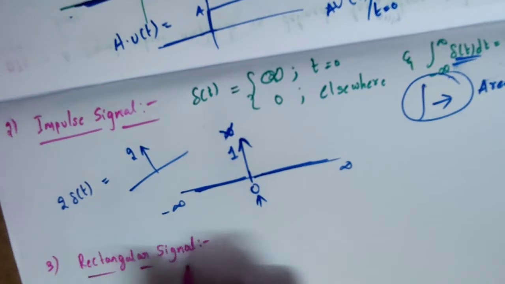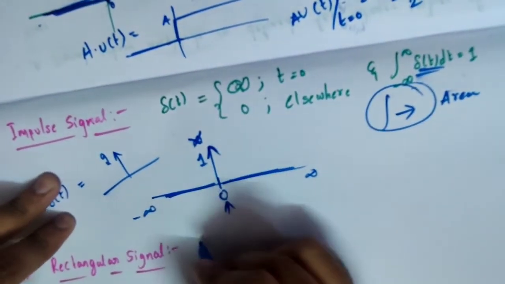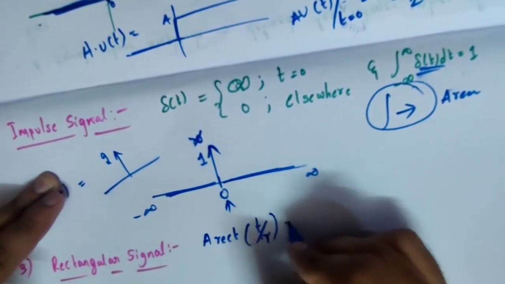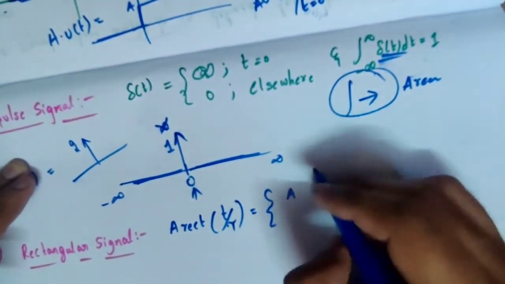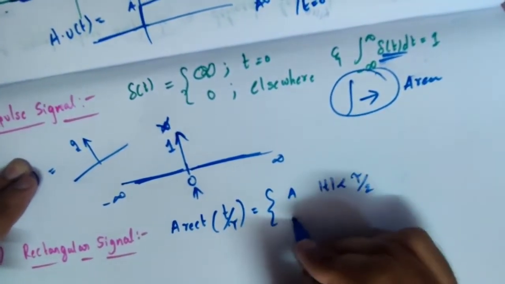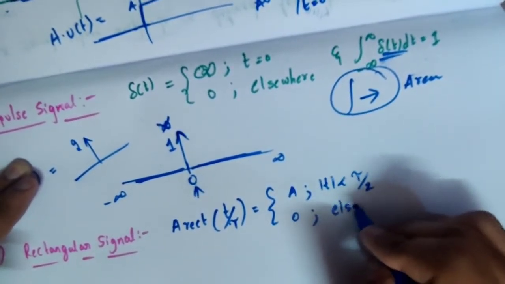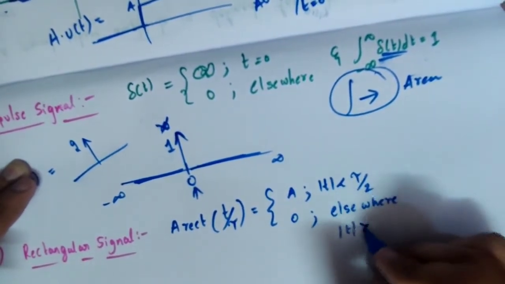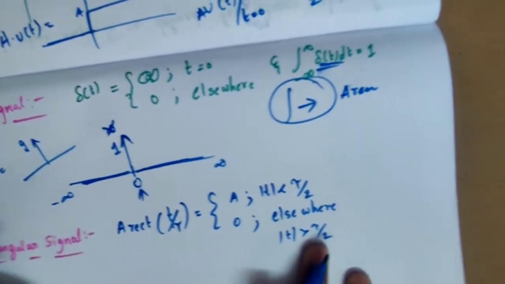Rectangular signal. Okay, now let us come to the definition. So how would it be? A into rect of t by tau is equal to A for mod t less than tau by 2, and 0 elsewhere, that is, for mod t greater than tau by 2.